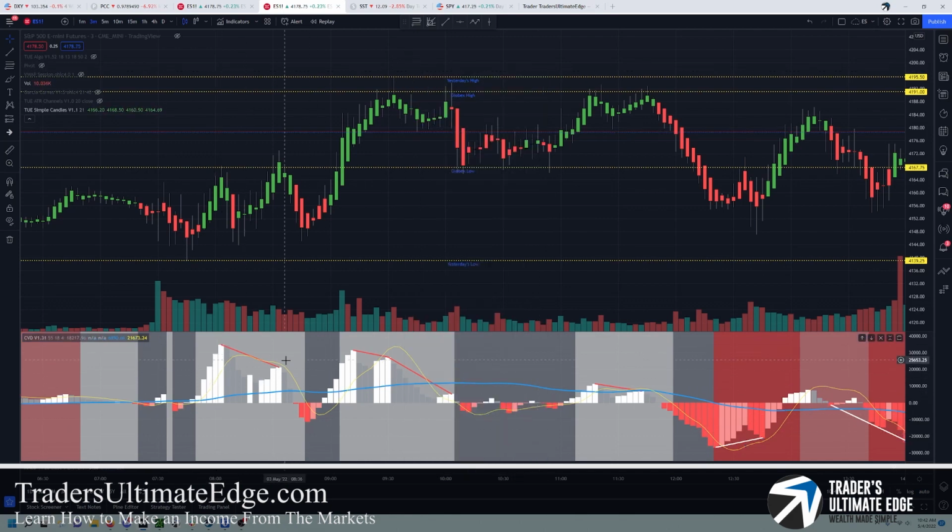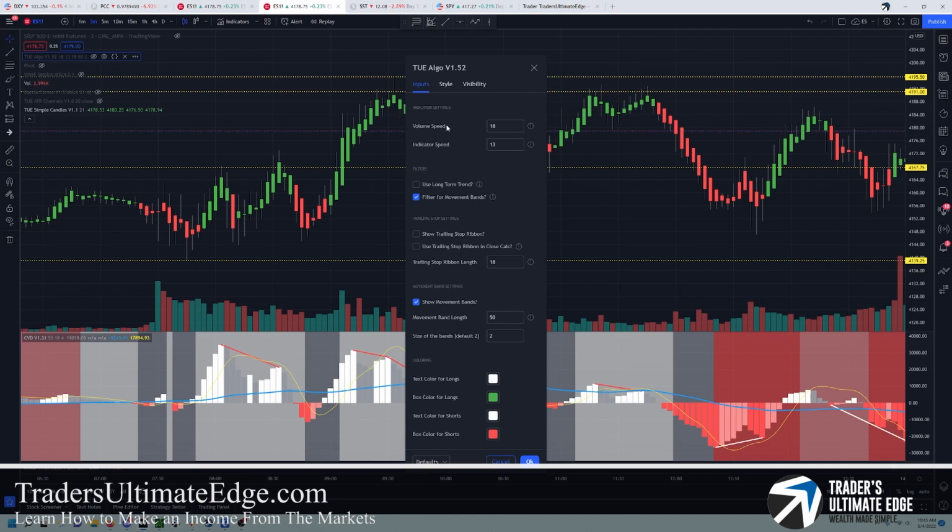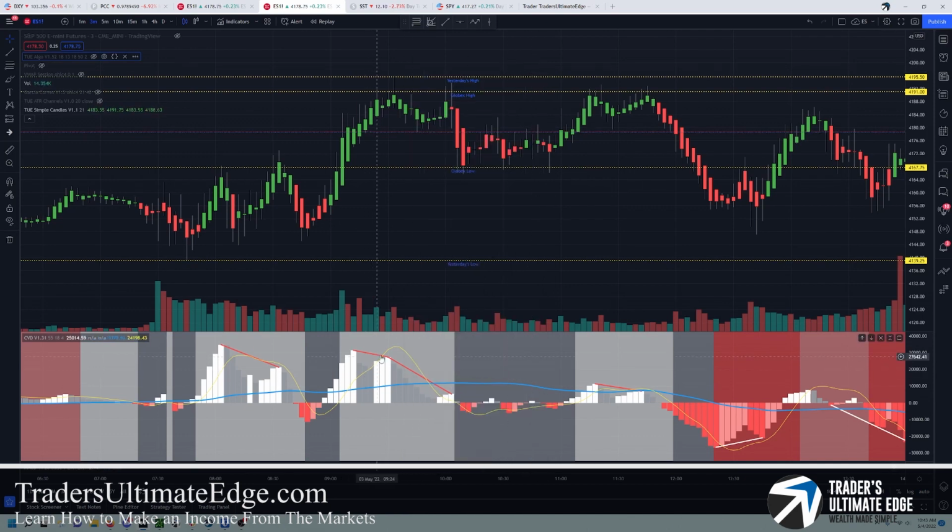The yellow line is the fast version of it, and it's actually done using predictive mathematics. The blue line that's right here uses lagging mathematics, so your SMAs, your EMAs, things like that. The yellow line is the predictive mathematics that I use in a lot of other things to help you figure out the trend of volume. Now, if you've watched my TUE algo video, you heard that part of this includes volume speed. Volume speed corresponds to this yellow line. So you can set this yellow line to the same length, in this case 18, and it'll help you see volume increasing or decreasing.